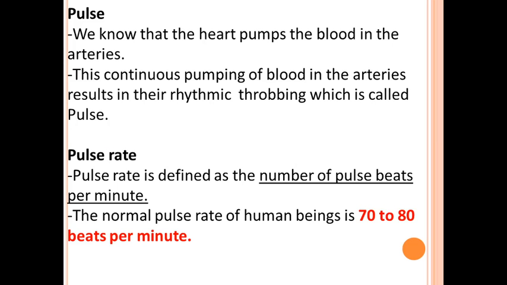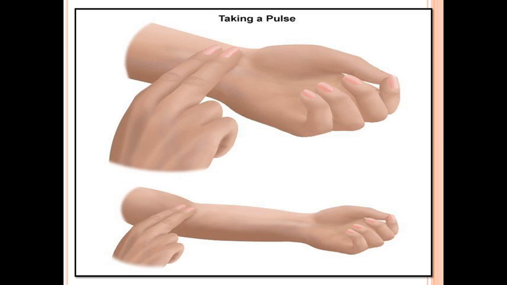And what is the pulse rate? The continuous pumping of blood in the arteries. We know that the heart pumps the blood in the arteries, and that pumping of blood causes the rhythmic throbbing. You can put your hand on your neck, and there also you can check the rhythmic throbbing. So that is your pulse rate. You can also check your pulse rate by putting your fingers on your wrist.